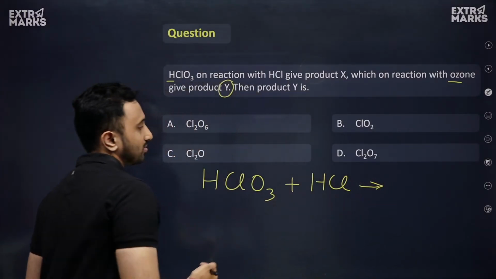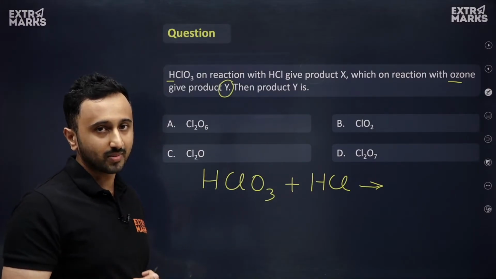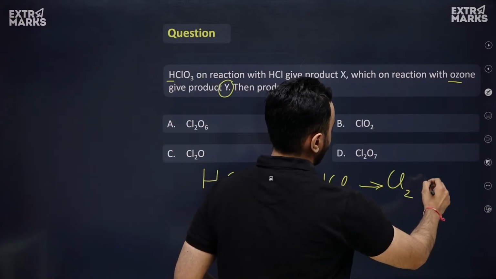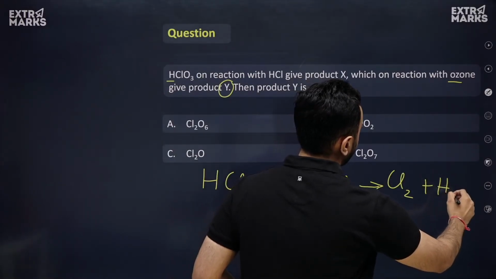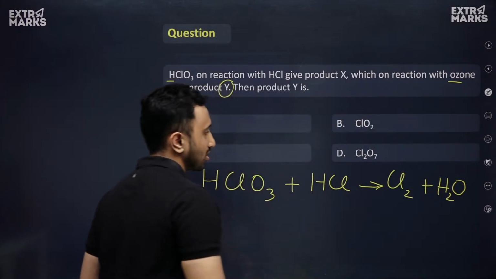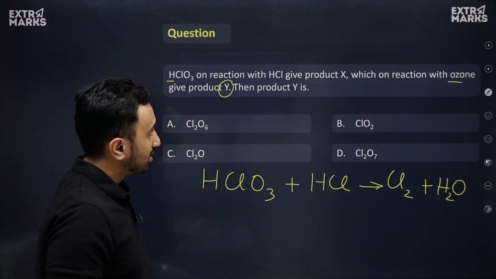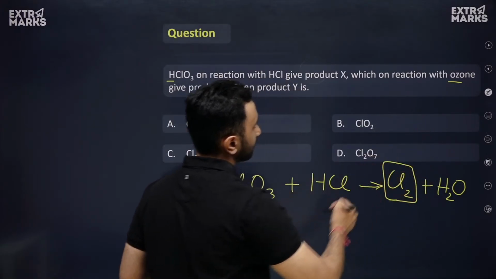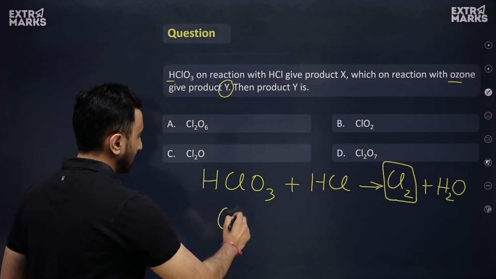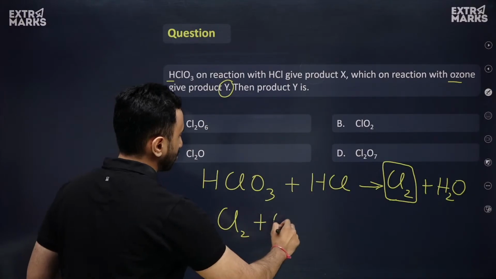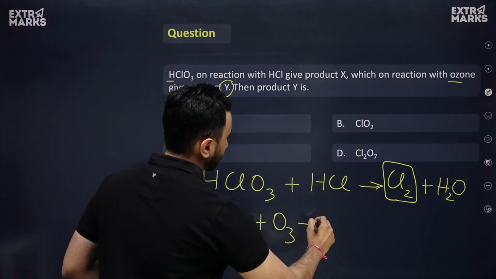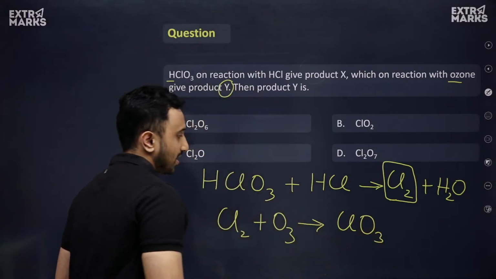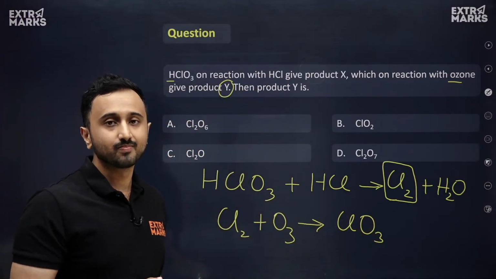Here we must know the reaction completely, otherwise it will be difficult, right? So it will form Cl2 and H2O. We need not balance this equation. It is not required because once you have the Cl2, you can do reaction with ozone. So we know that Cl2 can react with ozone to first form ClO3, which is an odd electron species.